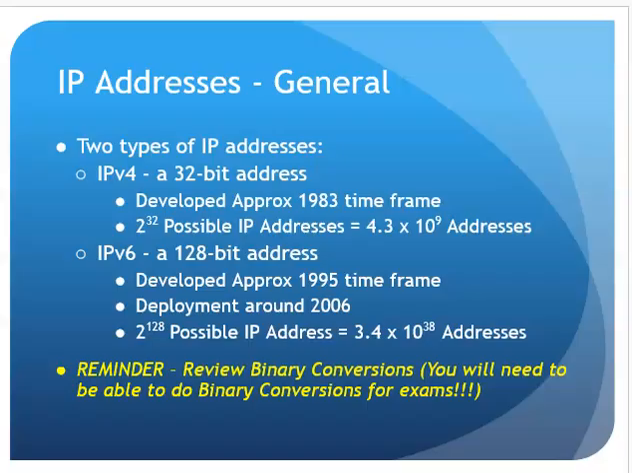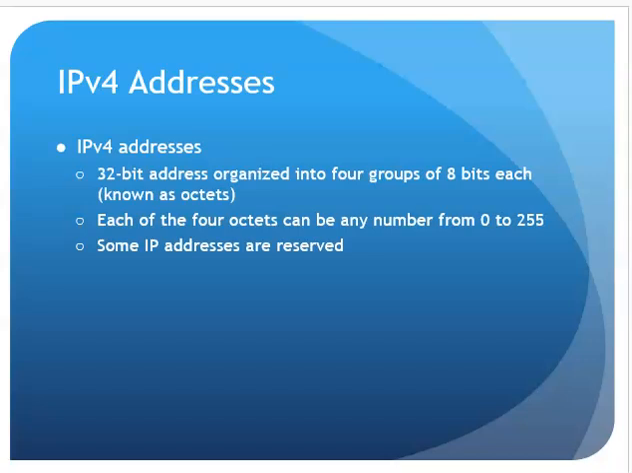IP address, again, we have IPv4 and IPv6. Remember, IPv4 is a 32-bit address, 4 decimal numbers. IPv6 is a 128-bit address, with 32 hex digits to represent it. My IP version 4 address is what we're going to spend a lot of time with in this chapter. Later in the chapter, we'll do some IPv6.